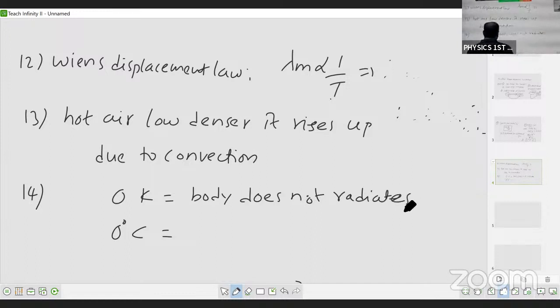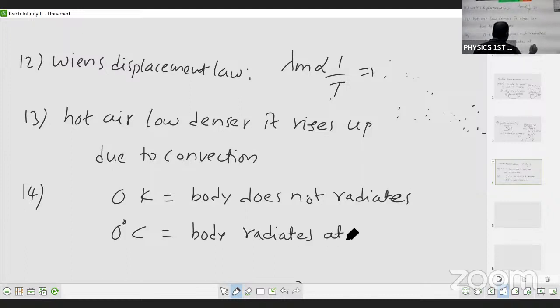I will explain the meaning of this. Students, see here, what does this mean in our daily life, where a substance is present at 0 degree Celsius? A very common example is ice. Ice is exactly 0 degree Celsius, and at 0 degree Celsius the body radiates. Everything is present at 0 degree Celsius, that's why the body radiates.